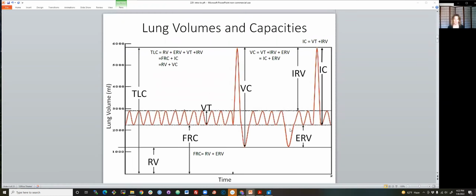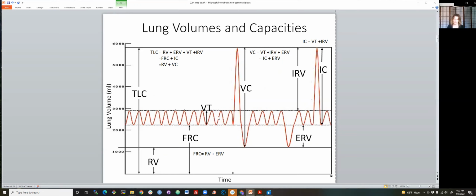So let's review lung volumes and capacities. And a capacity is the sum of two or more volumes. When we look at this diagram on the left side, we can see that we're measuring lung volume in milliliters. And at the bottom, the x-axis, we are measuring time. The red drawing in the center represents a breathing pattern. So if we start right here where it says VT, tidal volume, we're inhaling, exhaling, inhaling, exhaling, normal tidal breathing.